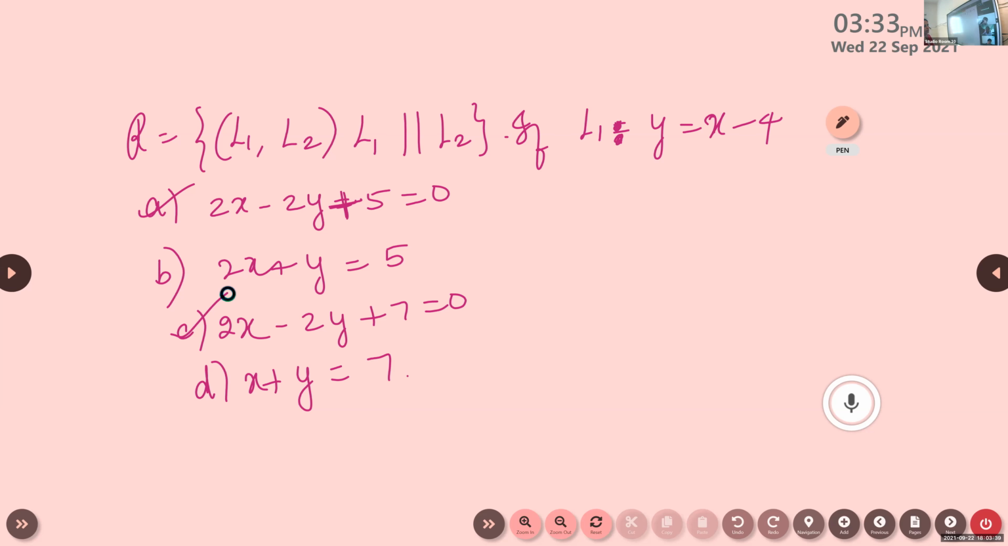Okay. How? Two lines are parallel means the slopes must be equal. Suppose you are given a line like this, ax plus by plus c is equal to 0. What is the slope of the line? Slope of the line is given by minus a by b.